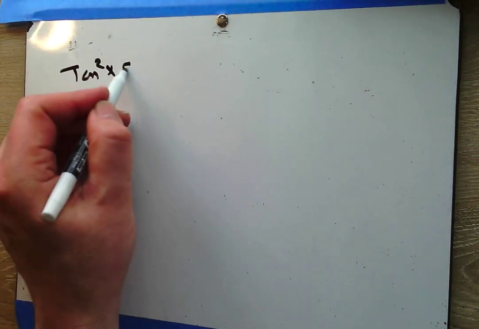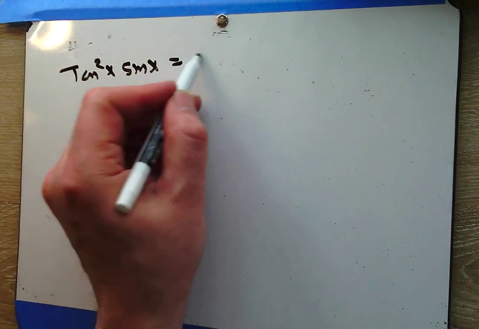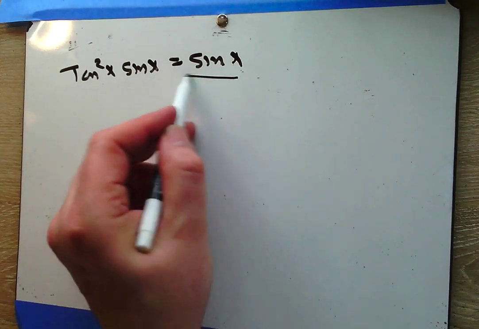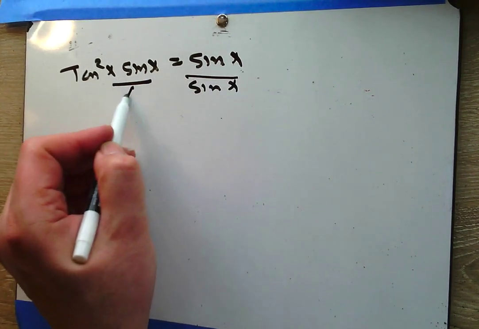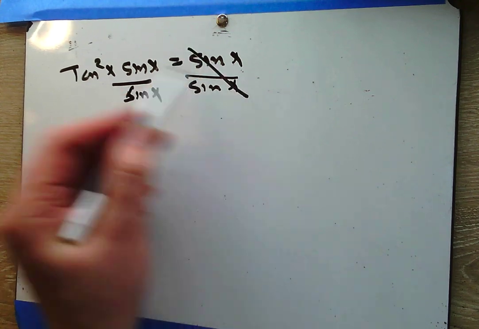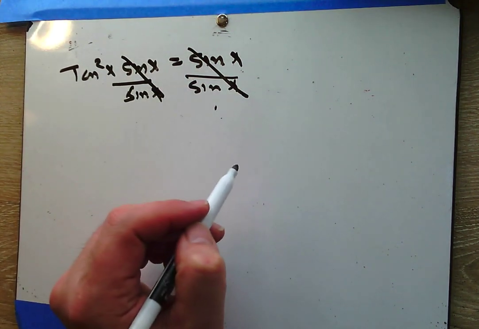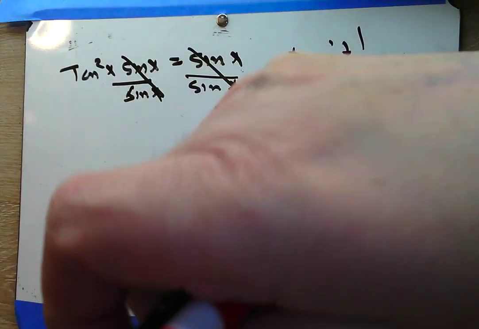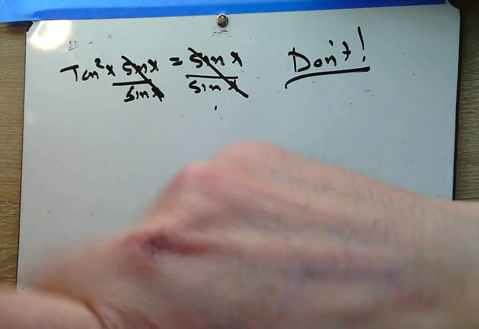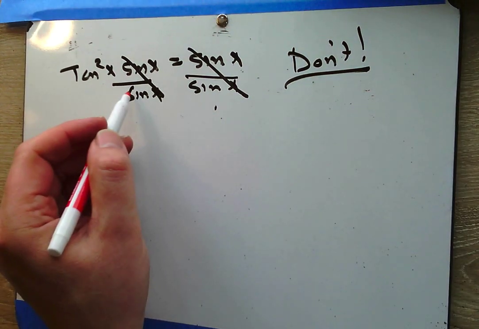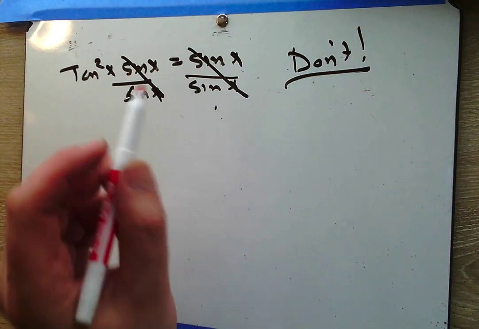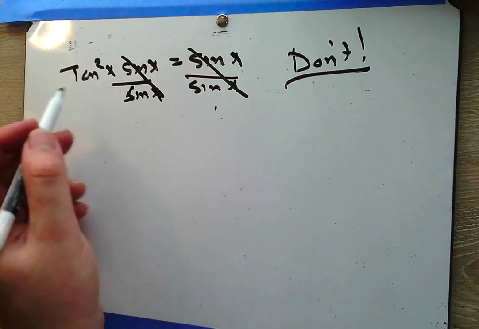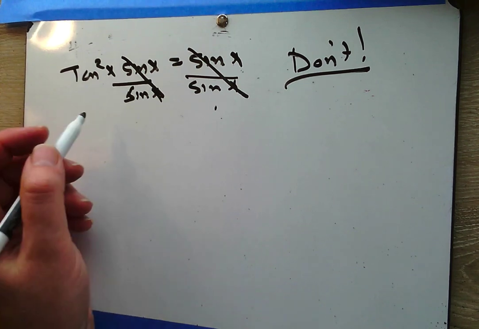Tangent squared x sine x equals sine x. Now, you might be tempted to do this. Don't. Bad things often happen when we divide by a trig function. Let's follow this through and see what occurs when we both divide by sine and don't divide by sine.